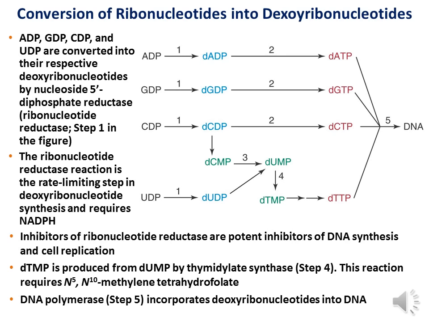Purine and pyrimidine deoxyribonucleotides are synthesized from their respective ribonucleotides for incorporation into DNA. ADP, GDP, CDP, and UDP are converted into their respective deoxyribonucleotides by nucleoside 5-diphosphate reductase, also known as ribonucleotide reductase. This is shown in step 1 in the figure.